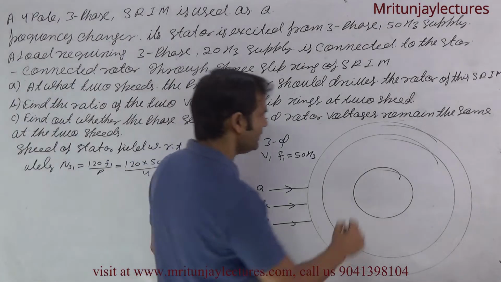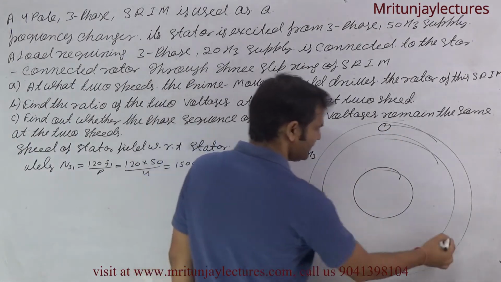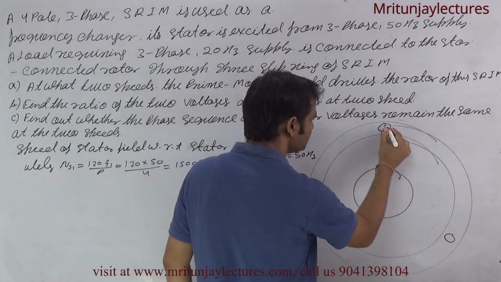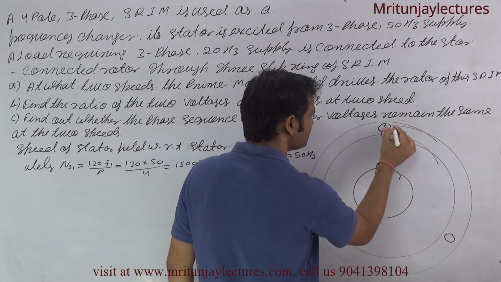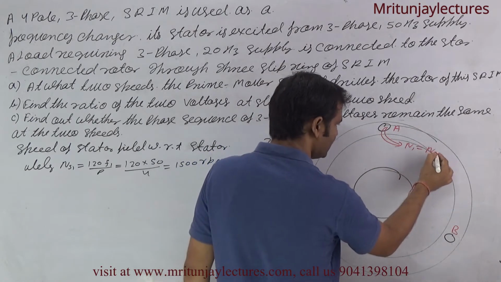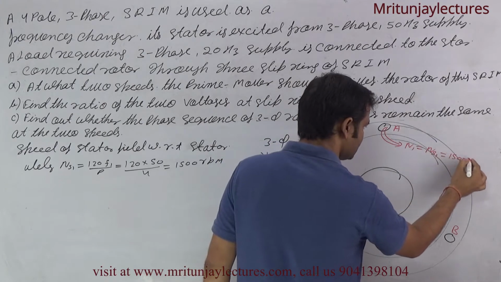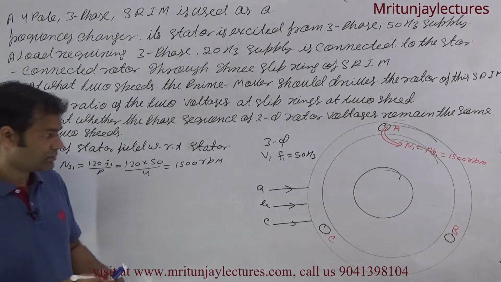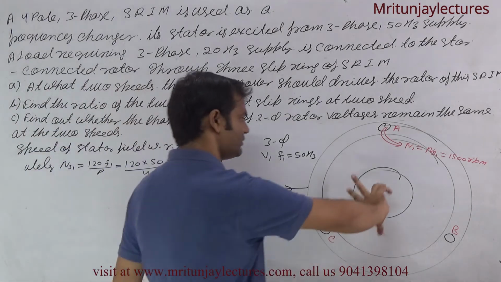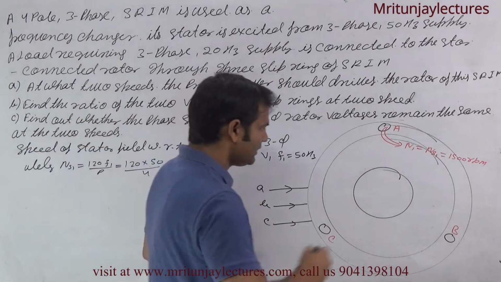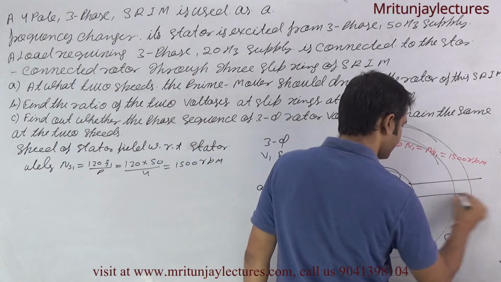If you sit on the stator winding and see the stator field with respect to it, that is A, B and C, N1 corresponding to NS1, how much? 1500 RPM. Clear? Now it is clear. It is rotating like this if the phase sequence is like this.